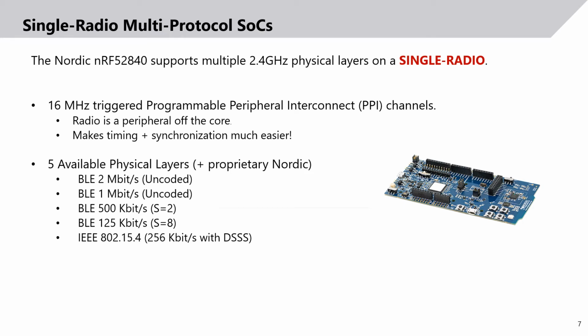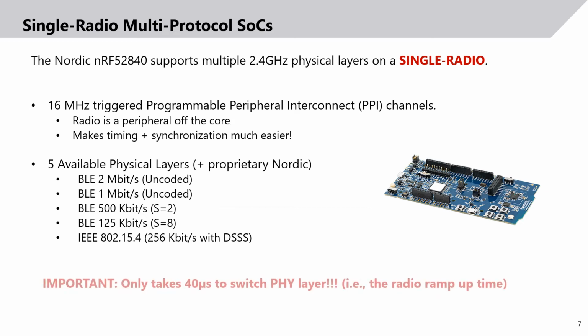Now, this is actually a single radio multi-protocol SoC that can support multiple 2.4 gigahertz physical layers. In particular, it can support all 4 BLE physical layers, plus also the IEEE 802.15.4 O-QPSK DSSS physical layer that is typically targeted by the IETF 6TiSCH standard. Now, this is important, the fact that it can support these multiple physical layers, because it can do this with only 40 microseconds of overhead. Essentially, it's just the time that's taken for the radio to ramp up.